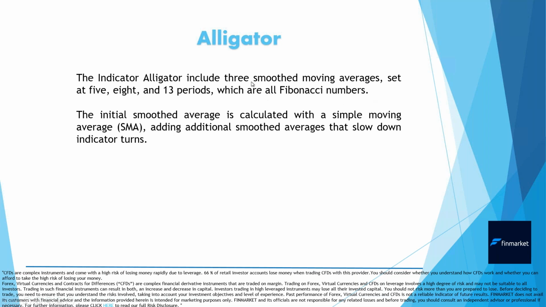Now, Fibonacci numbers in connection with the alligator are considered to be a very powerful combination. The initial smoothed average is calculated with a simple moving average, SMA, adding additional smoothing that slows down the indicator. Basically, you're going to see that you have less noise in our indicator here because it has some different calculations that Bill Williams created for that purpose.